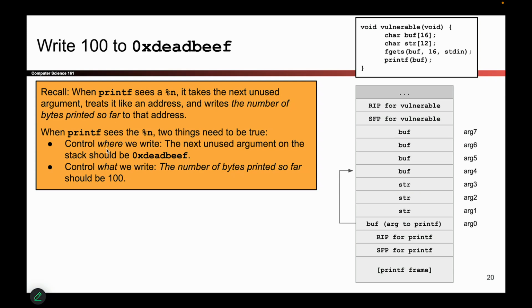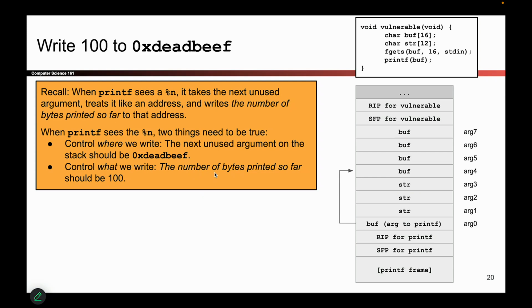This is controlling where we write. If I mess this up, printf might write 100, but it might write it to the wrong place. So we have to get this right so that when printf goes on the stack, takes the next unused argument, happens to be dead beef, I go there and I write some data. And what data do I write? Well, hopefully the number 100. And remember, how does printf know what value to write? It thinks about the number of bytes printed so far.